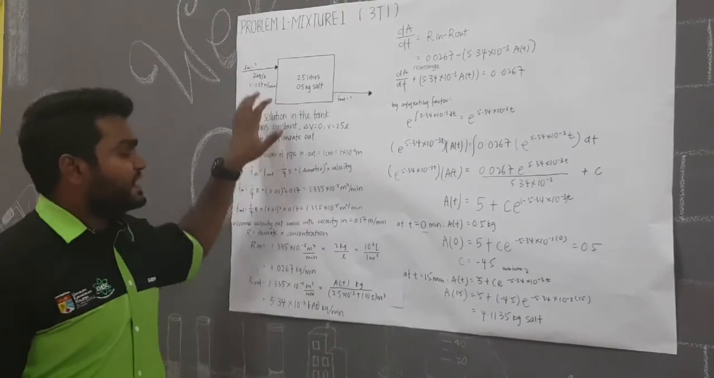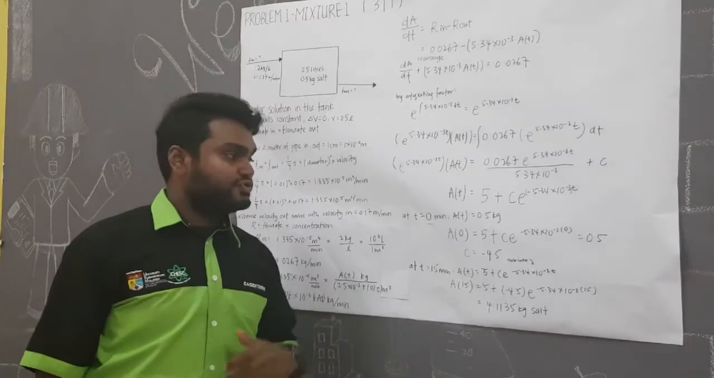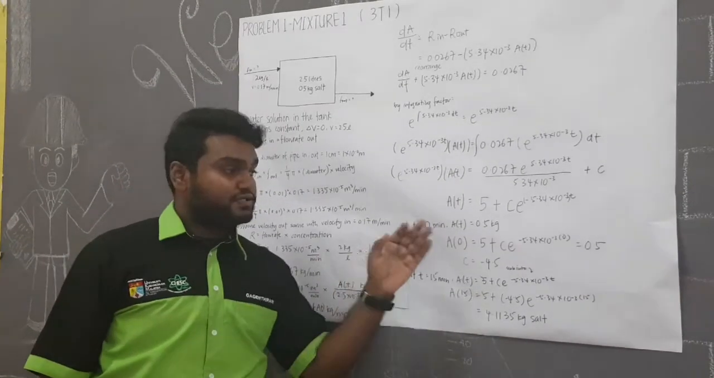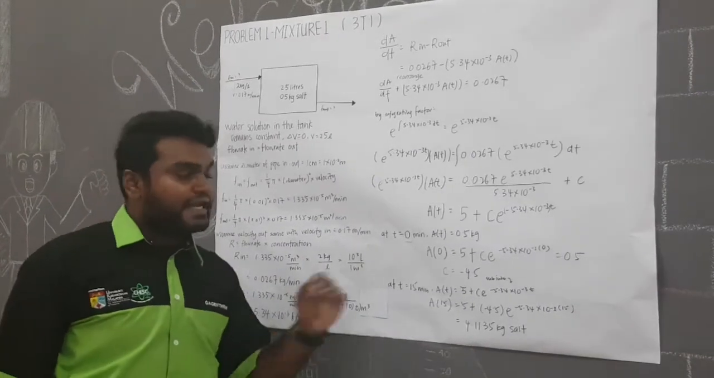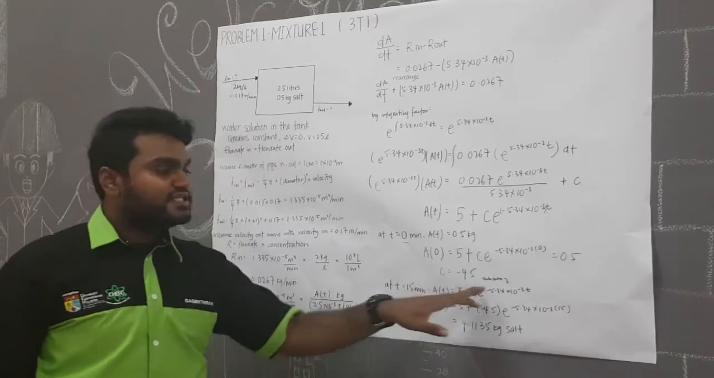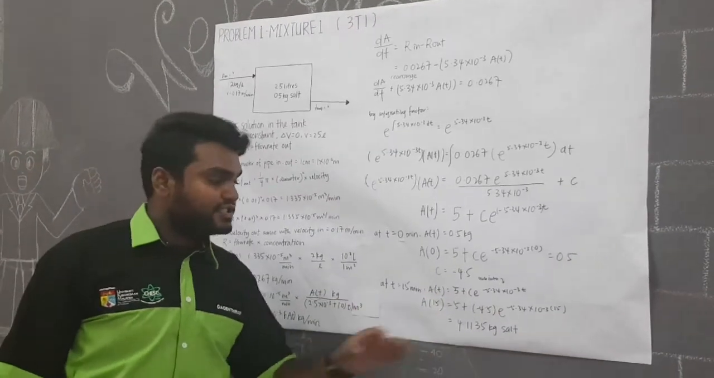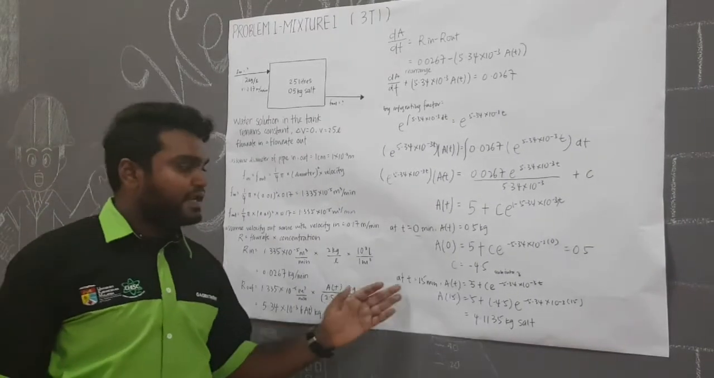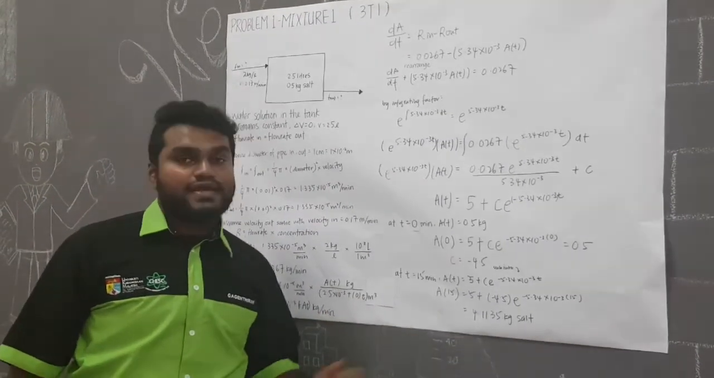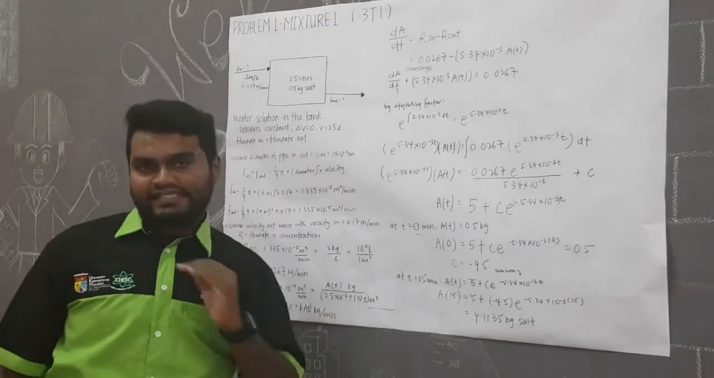And then we use the details given, which means at time t equal to 0 minutes, the mass of salt is 0.5 kg. Then we will find that C is equal to negative 4.5. We substitute the value to get the original equation, and from the equation, we can find that at time t equal to 15 minutes, the mass of salt is equal to 4.1135 kg. Thank you.